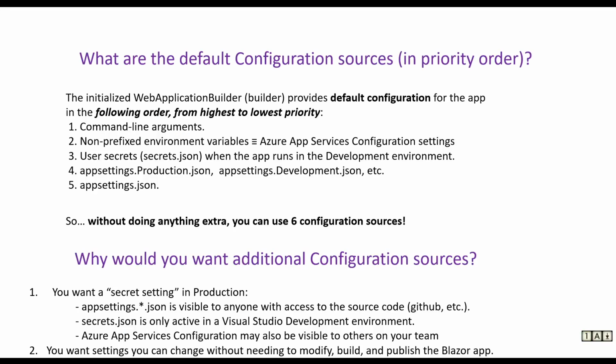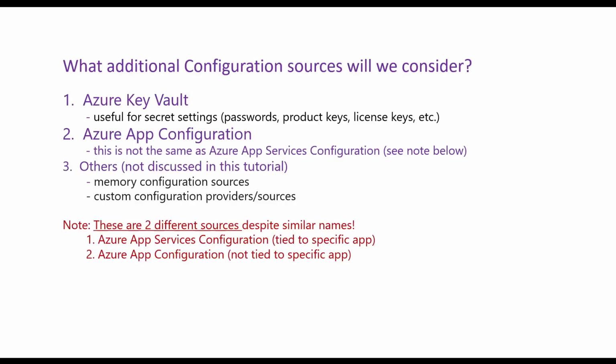Here are the default configuration sources listed in order from highest to lowest priority. The bottom of the slide gives reasons for desiring additional sources beyond these defaults. We will consider two additional configuration sources, Azure Key Vault and Azure App Configuration. Later, it will be easy to see that Azure App Configuration and Azure App Services Configuration are two different sources.